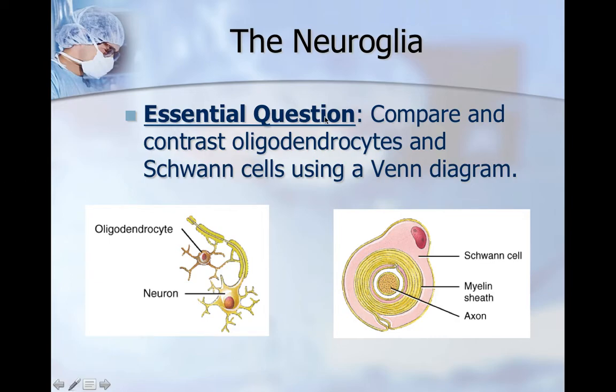Your essential question today is to compare and contrast the oligodendrocytes and the Schwann cells using a Venn diagram. So you can start your comparison with these two images here. Here's the Schwann cell wrapping around what we can see as a cross-section of an axon, and we have the oligodendrocytes right here located next to a neuron. As we go through these notes, you will be able to answer this question. And also, don't forget, this is in Cornell note fashion, so you need to make sure you summarize and add some more questions for possible test questions so you can study really well for your test.